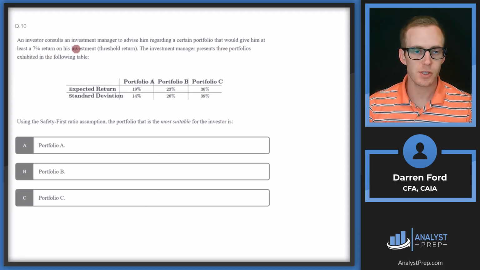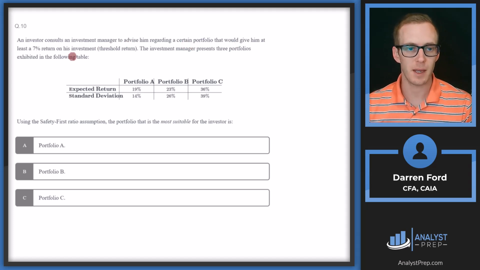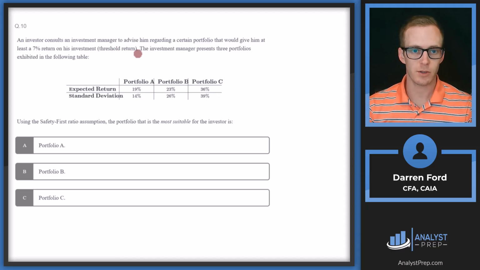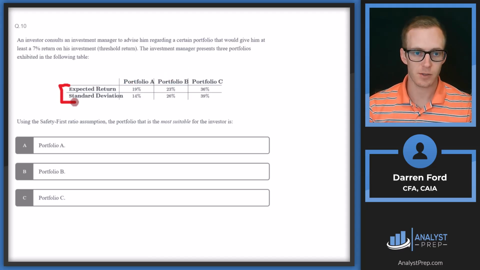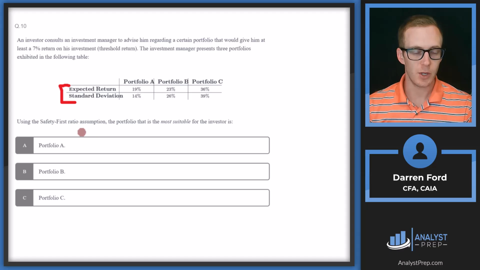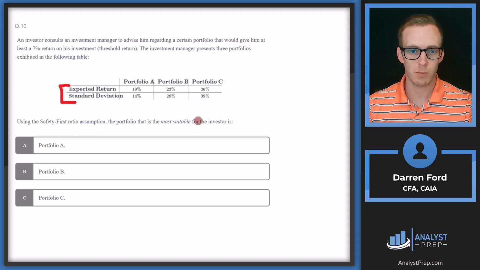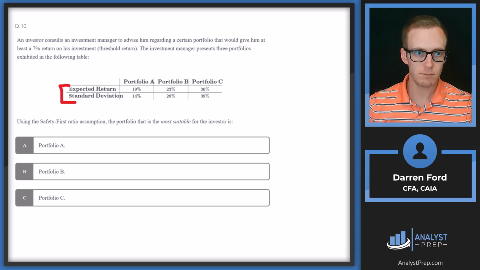Answer B. An investor consults an investment manager to advise him regarding a certain portfolio that would give him at least a 7% return on his investment. That's his threshold return. The investment manager presents 3 portfolios exhibited in the following table. So we have portfolios A, B, and C and their expected returns and standard deviations. Using the safety first ratio assumption, the portfolio that is most suitable for the investor is.